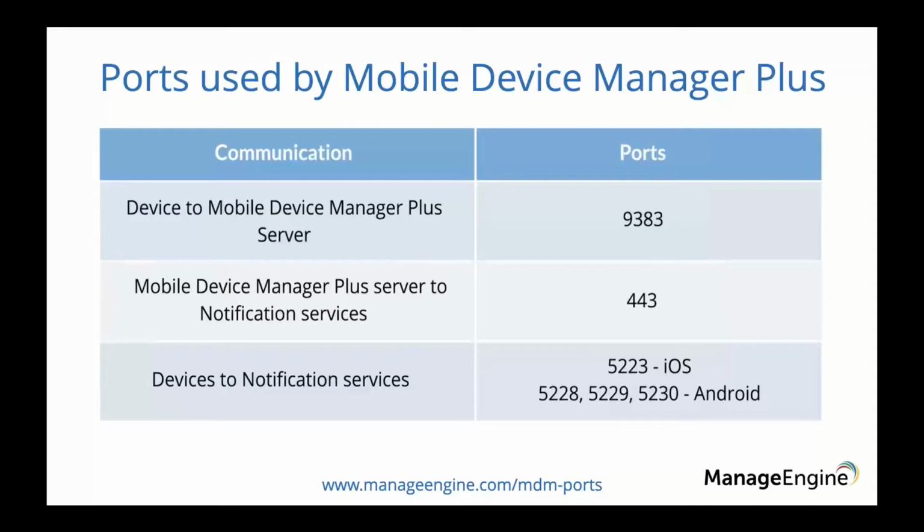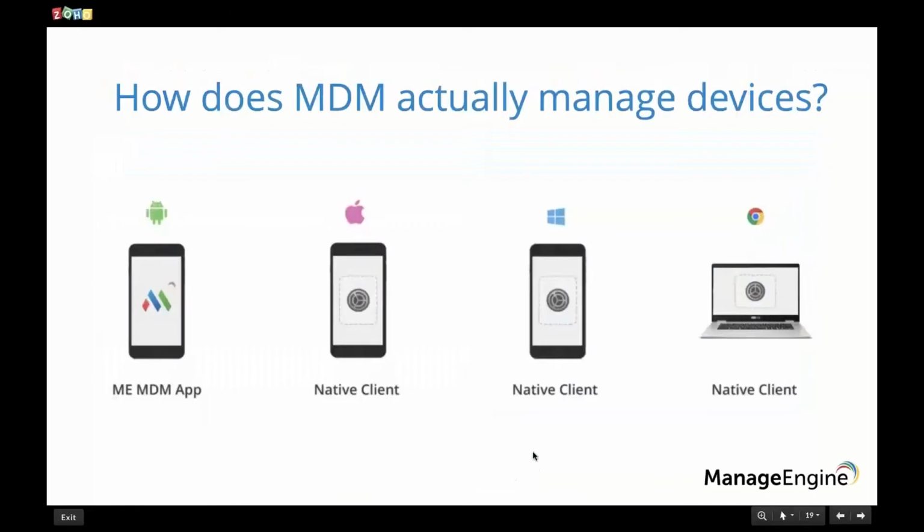Now, as we saw in the previous slide, there is a lot of communication involved in managing these devices. This communication is facilitated by opening a few ports. For communication between the devices and the Mobile Device Manager Plus server, the secure HTTP port 9383 needs to be opened. Similarly, here's a list of other essential ports that need to be opened for managing these devices. For a complete list of ports required for management, you can access the link given below the table.